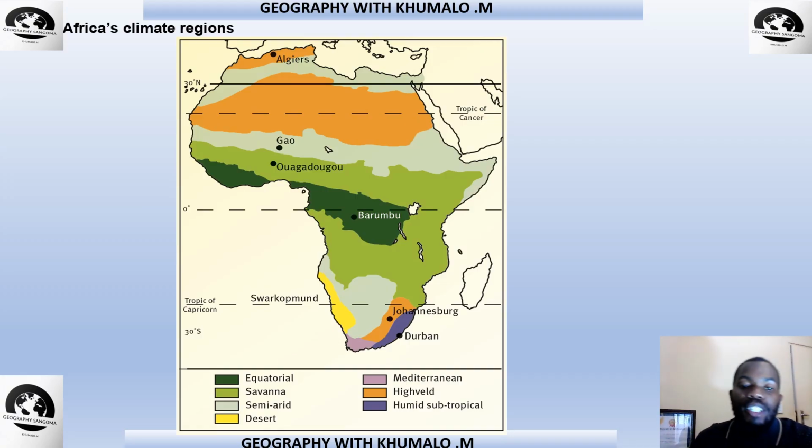Then we look at the climatic regions that we have. We've got the equatorial there in dark green, the light green, the savanna, the semi-arid, the desert, the Mediterranean climate region, the high veld, the humid subtropical. Those are just for you to note that there are different African regional climates.